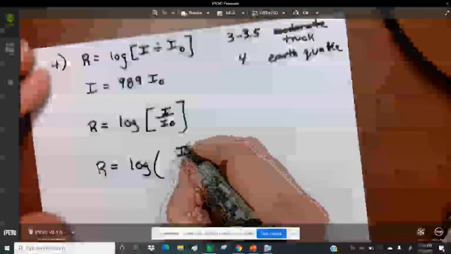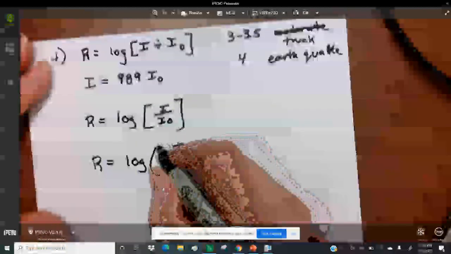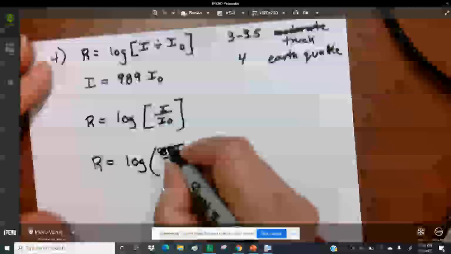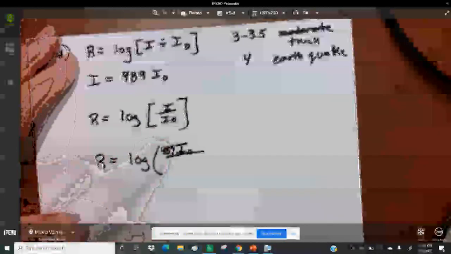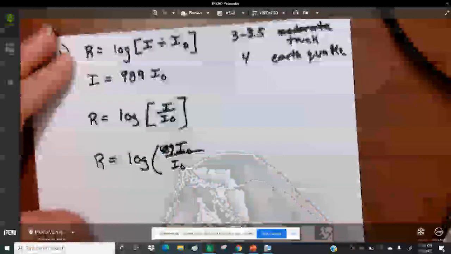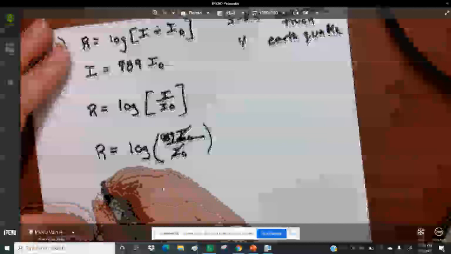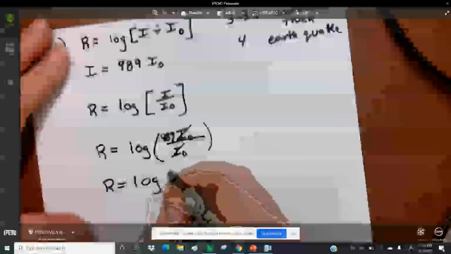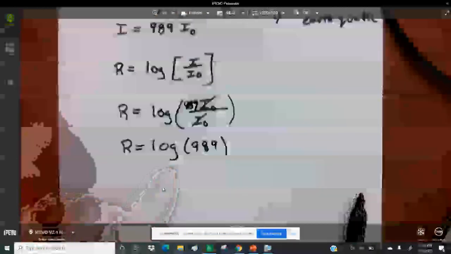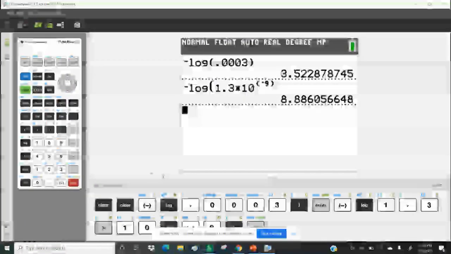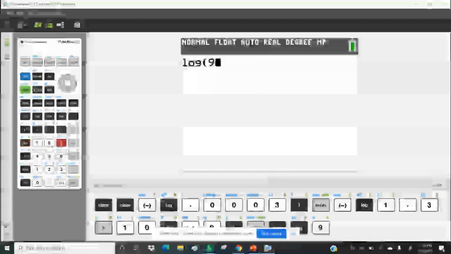you've got I over, whoops, I'm sorry. This would be, well, type it in here, 989 I0, because that's I. So I'm just replacing I with the information they give you, and that's over I0. So you can see what happens here is these I0s cancel out. So what you really end up having is the log of 989. And once again, this is the common log. So you're just going to have to go to your calculator and type in the log of 989.